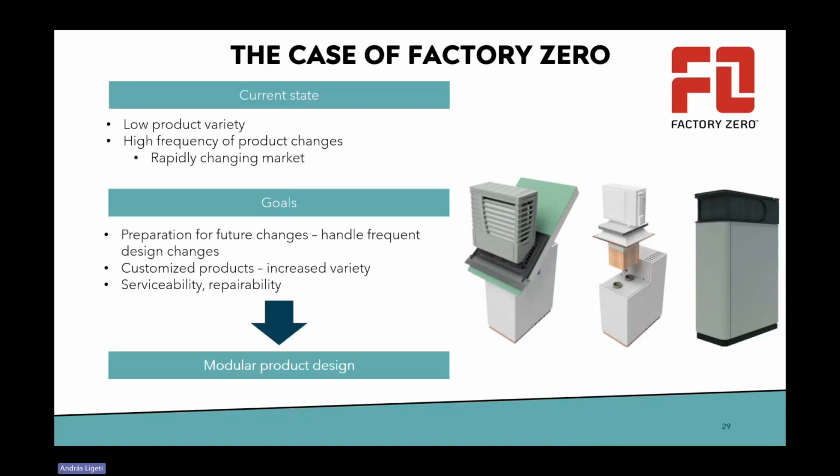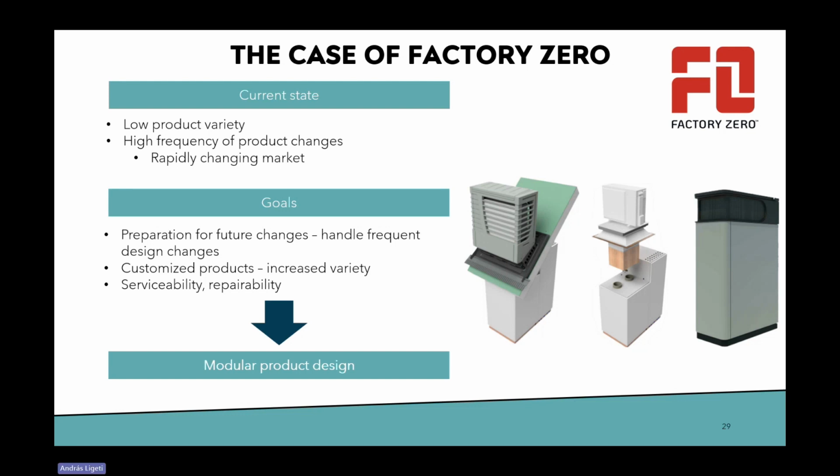First, I will introduce you to the current state. So what was the issue at Factory Zero? They had a low product variety. These are the products that they have. Basically, these are called energy modules, and they have three different kinds of this energy module. So that's relatively a low product variety.